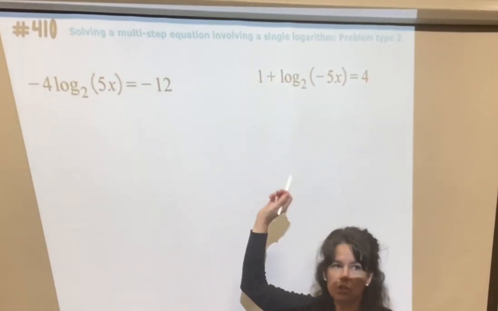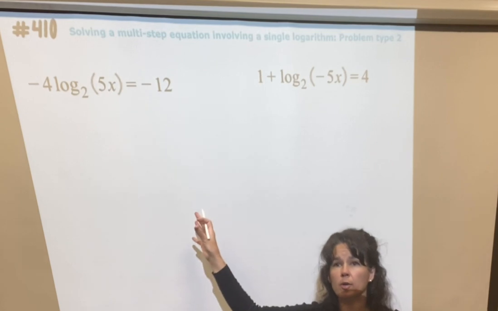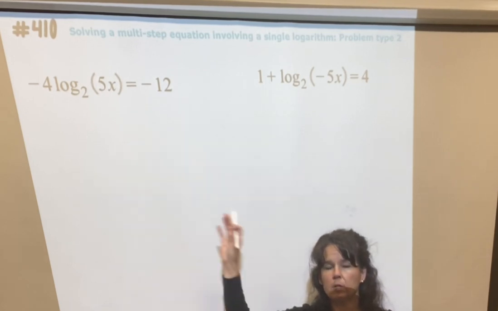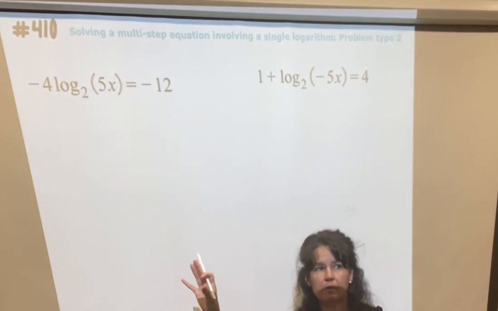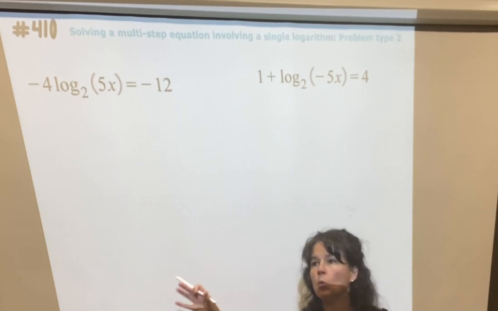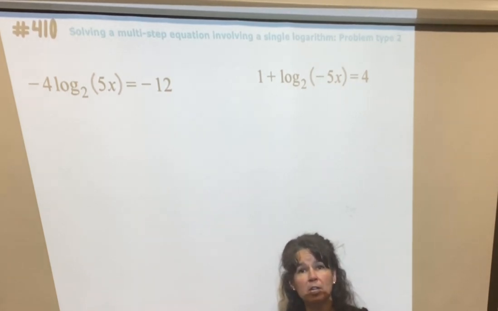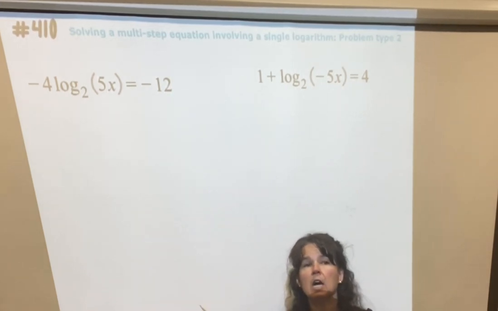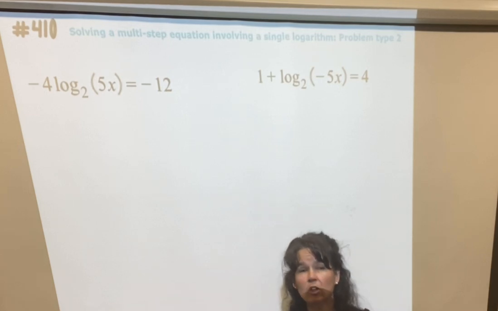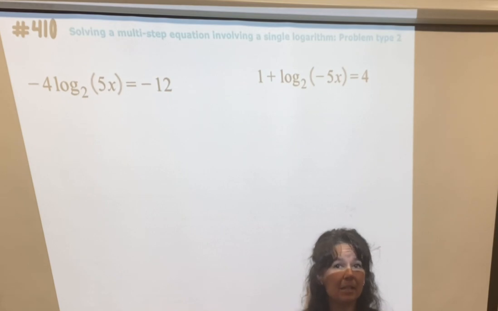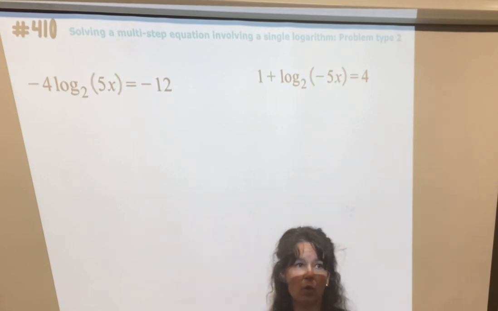You'll notice for each of these problems, they do have a logarithm in it. We're not going to throw away everything we've learned before. We still want to undo the order of operations until we get a single log by itself. Once the single log is completely by itself, then we can change to exponential form.